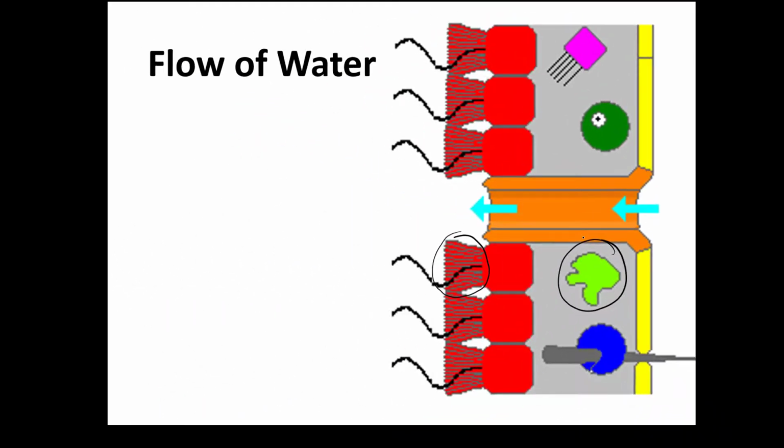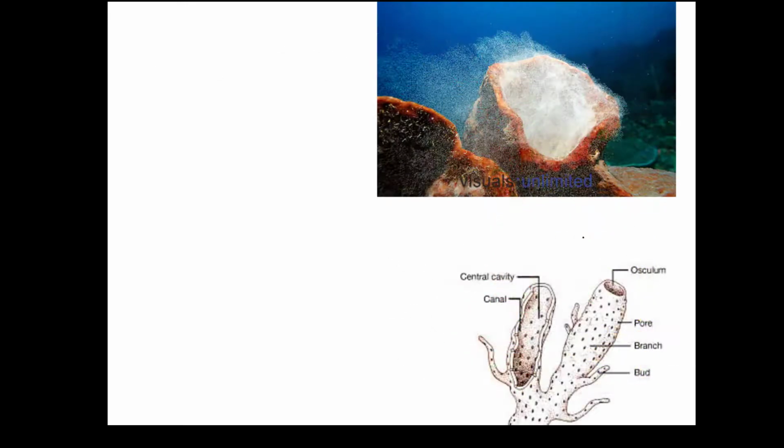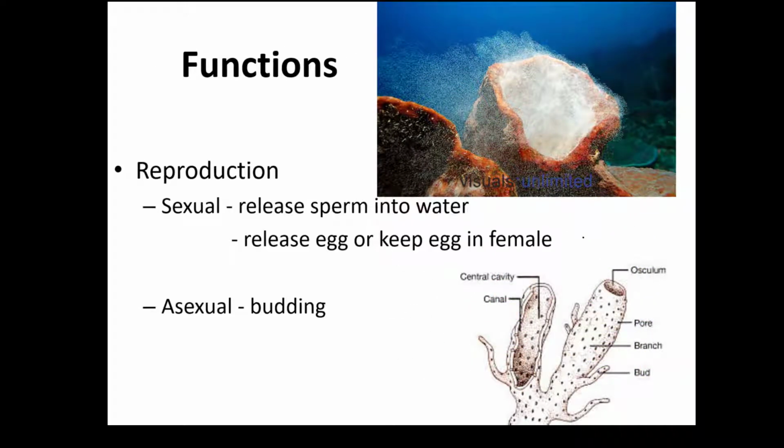For reproduction, they do sexual reproduction. The male ones release sperm into the water, and the females release eggs into the water, and then they meet up and create a brand new sponge. They also do asexual reproduction: they bud off, fall to the ground, and grow into a new one. Now remember, these guys are animals.